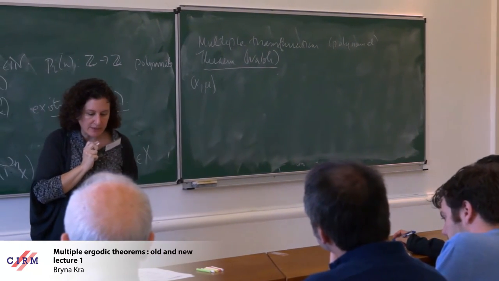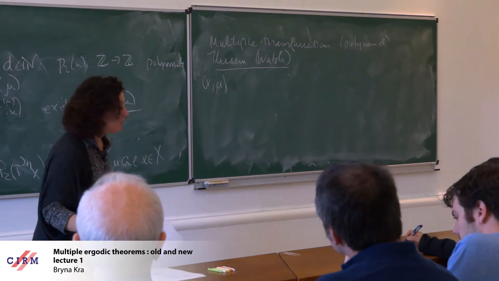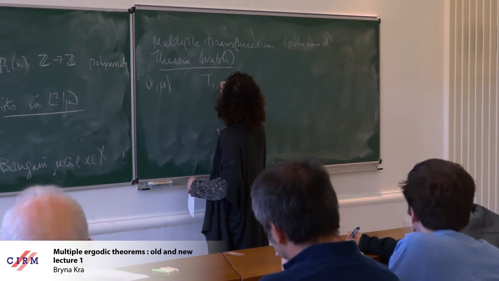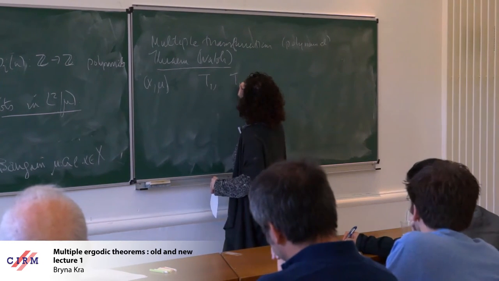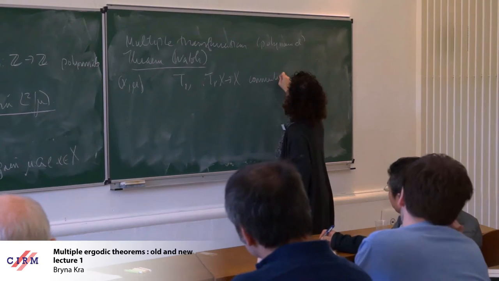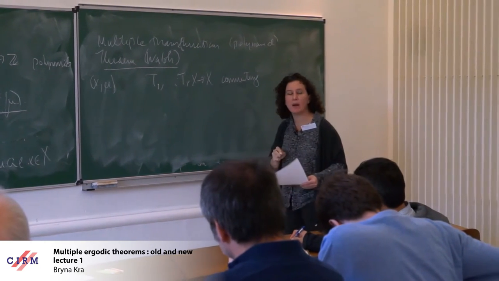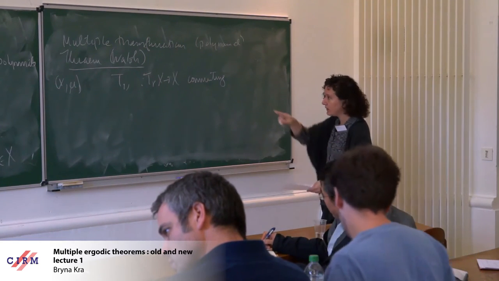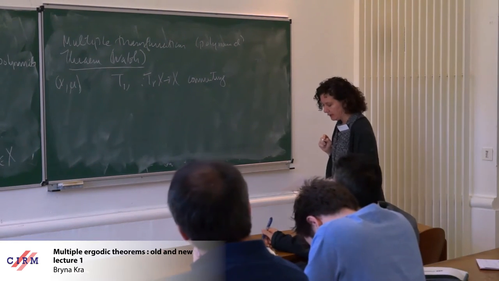And I'm going to have d transformations, commuting. Let me get my notation, I wrote it as r here, so T1 up to Tr are commuting. Okay, not necessarily powers of the same transformation, okay? So, of course, X is a probability space.